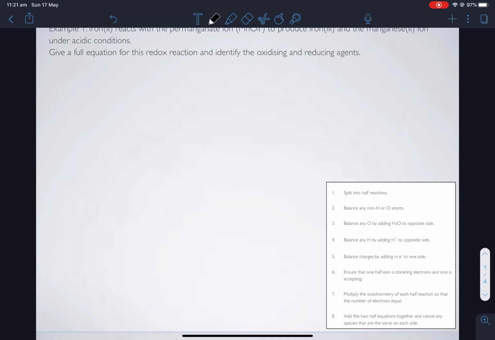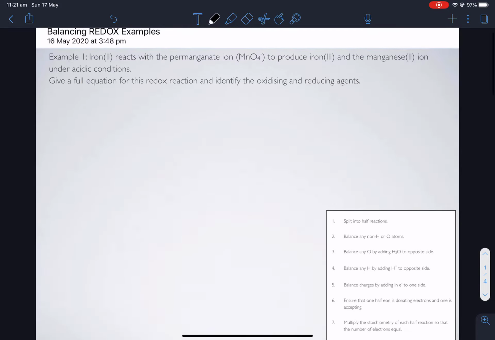Okay, problem 1. Iron 2 reacts with the permanganate ion, MnO4 minus, to produce iron 3 and the manganese 2 plus ion under acidic conditions. Give a full equation for this redox reaction and identify the oxidizing and reducing agents.